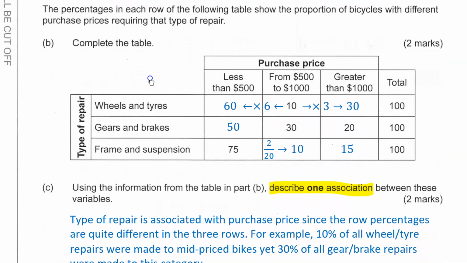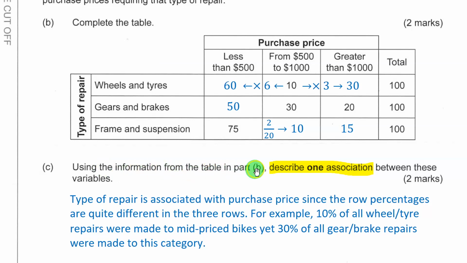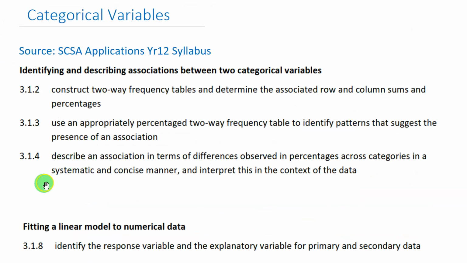And then part C. Using the information from the table in part B, describe one association, and the examiners are on about this one association again. Now, all we can tell from association of categorical variables is either there is an association or there isn't. Let's just have a quick look at the syllabus documents. So here we go. Here it is, identifying and describing associations between categorical variables. Now, associations here is plural because it just doesn't make sense to have it as singular. This means when we've got lots of different sets of categorical variables, we identify and describe associations between them all.